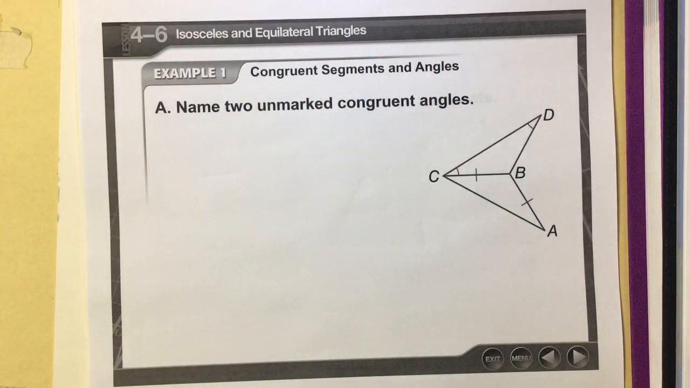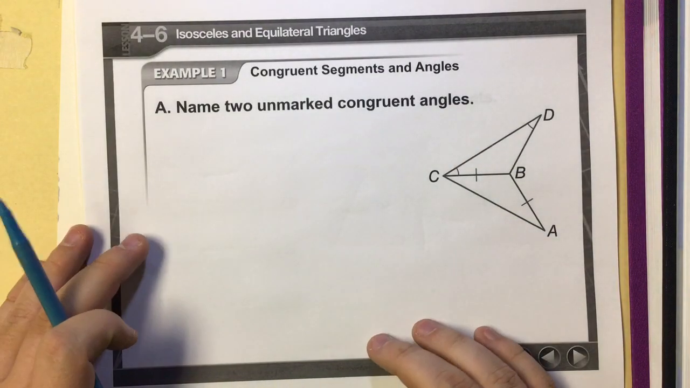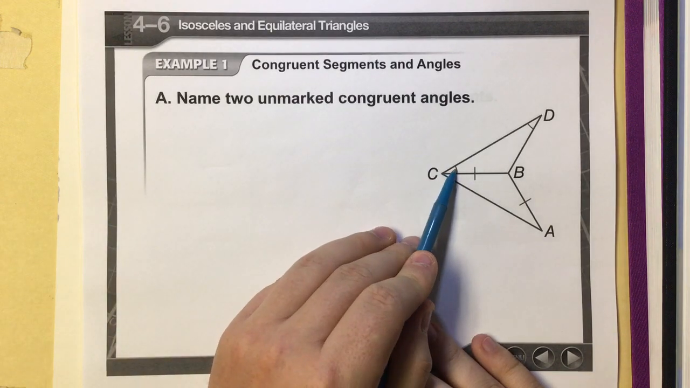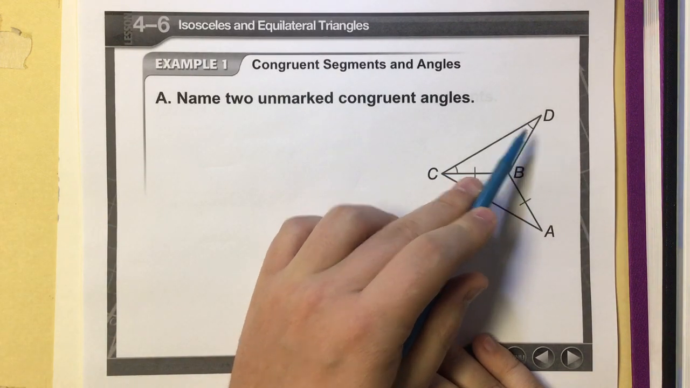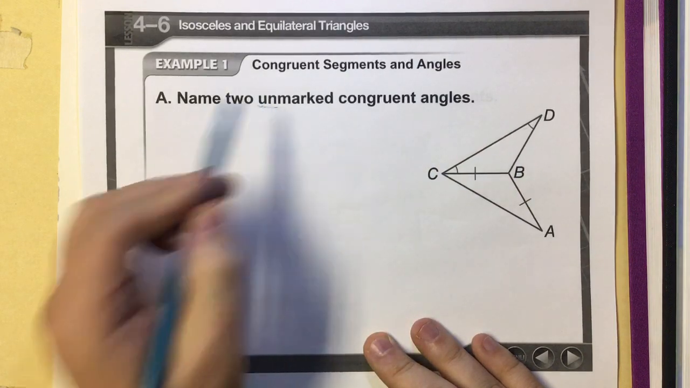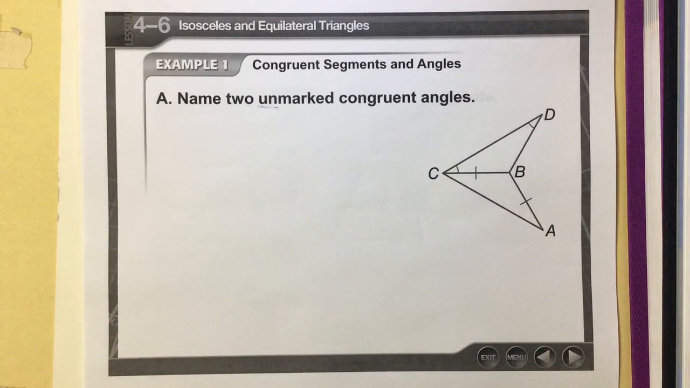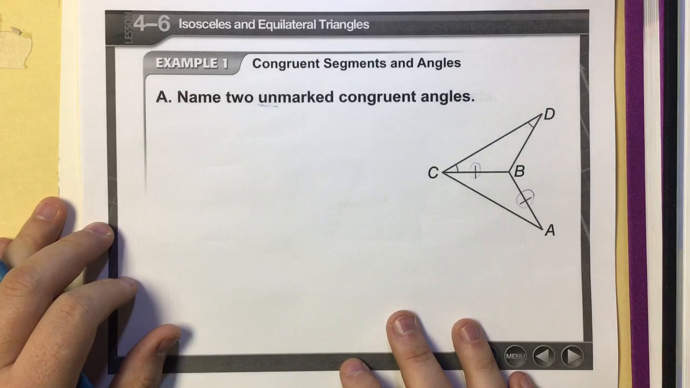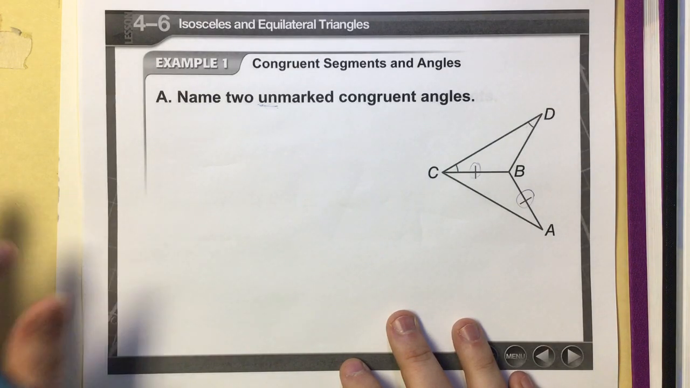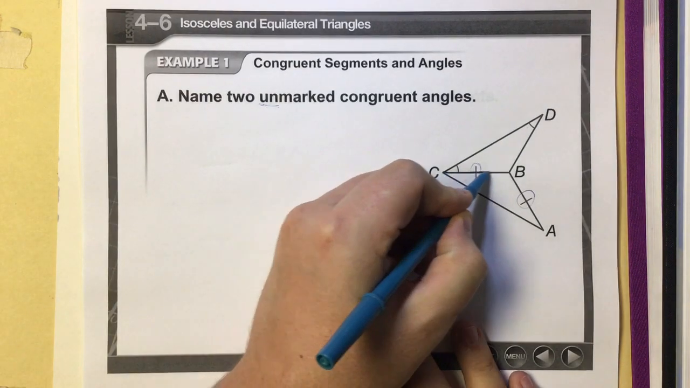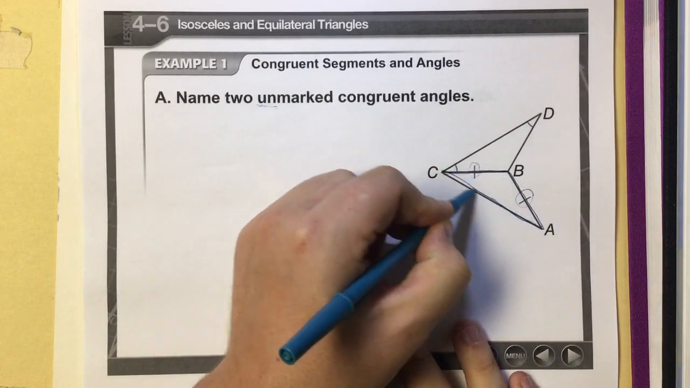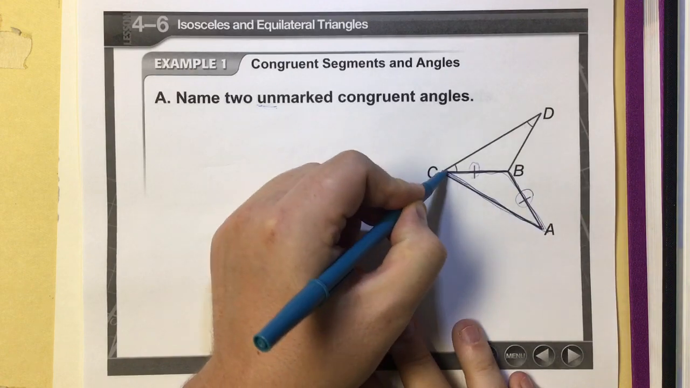So let's do a little bit of work with that. It says name two unmarked congruent angles. I know that this angle and this angle are congruent, but they're already marked. It says ones that aren't marked. So we need to try to use that isosceles triangle theorem that says if we have two sides that are congruent, the angles opposite of them are congruent. In this case, these sides are both in this bottom triangle, so we're only going to be working with sides in this bottom triangle.